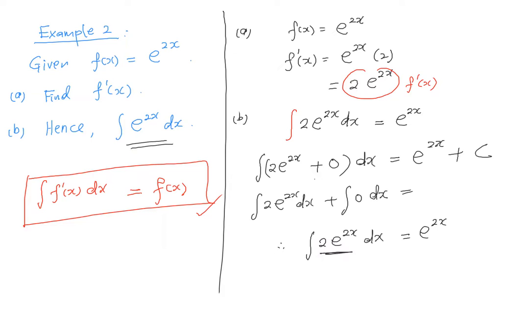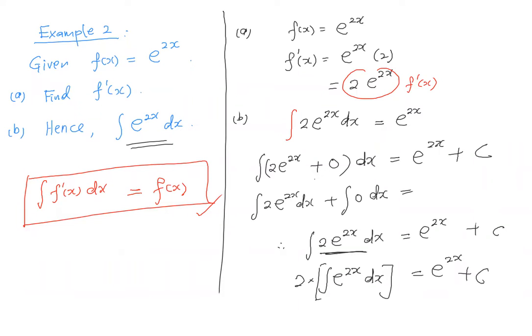This also can be read as 2 times the integral of e to the power 2x dx. You see, that is how you read the 2 times e. So you can put a constant that you multiply, you can take it out as a product. Equal to e to the power 2x. Okay, you want to put plus c also can.